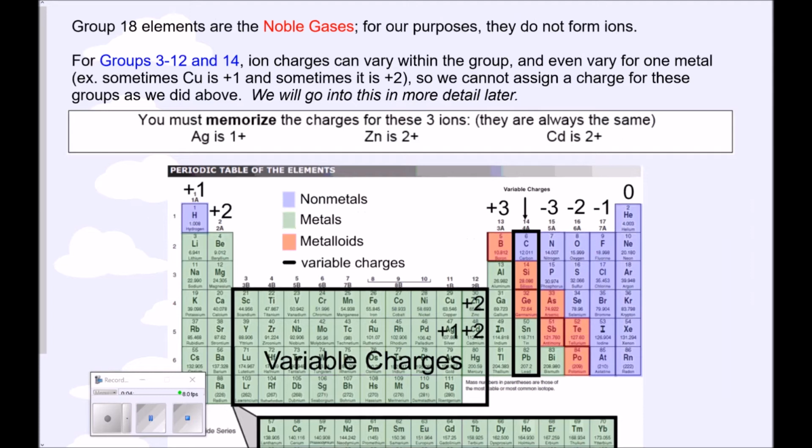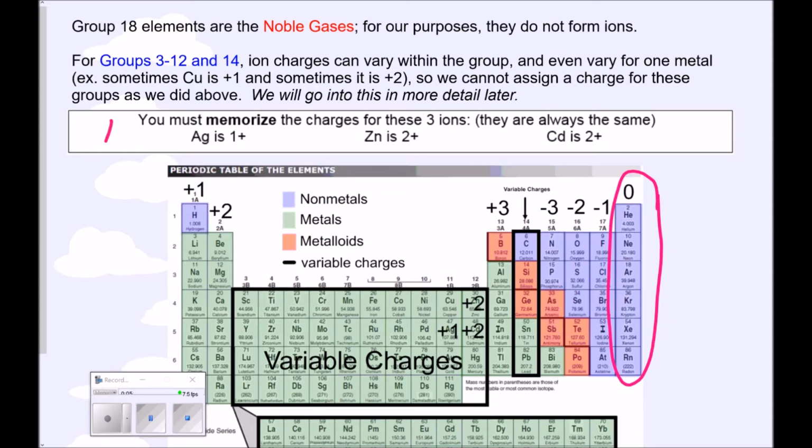Group 18 elements are our noble gases. For our purposes, they do not form ions, so they have 0 charge. For groups 3 through 12 and 14, ion charges can vary within the group and even vary for one metal. For example, sometimes copper is +1 and sometimes it's +2. So we cannot assign a charge for these groups as we did above. We will go into more detail on this later.